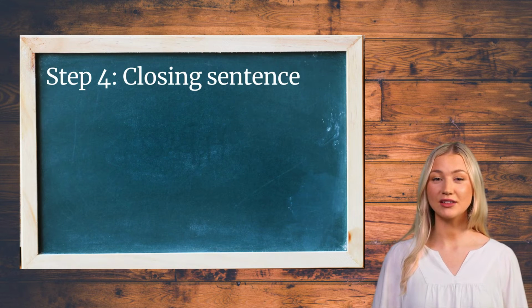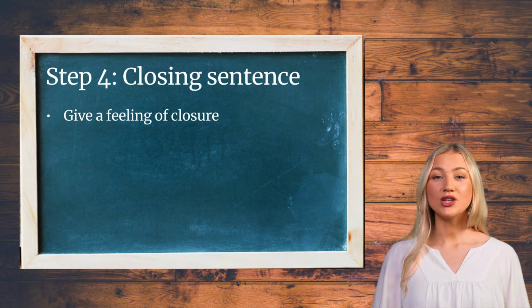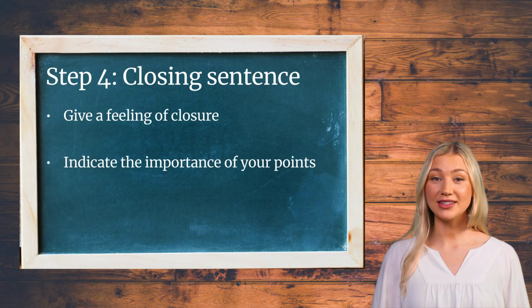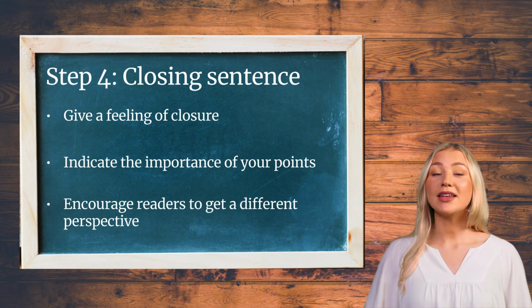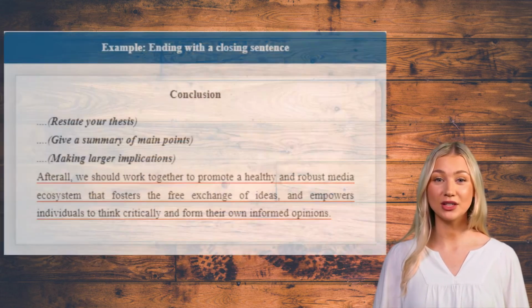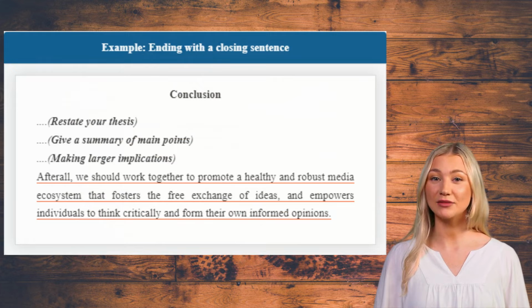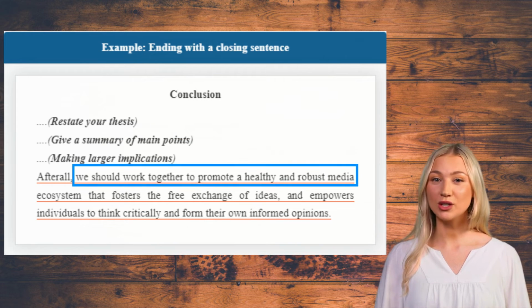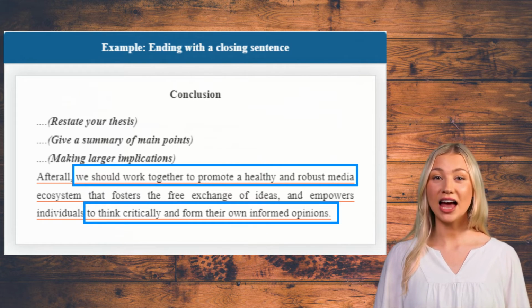This sentence should give your readers a feeling of closure, so it should indicate the importance of your main points, encourage them to get a different perspective, and should be a catchy sentence to be remembered. So take a look at our example. It clearly highlights the personal views of the writer while encouraging readers to think in a specific way. You can also see the writer indicating why it is important to create a healthy media, as she says, it empowers people to make their informed decisions. This explains why the main argument matters and closes the essay with a strong message.